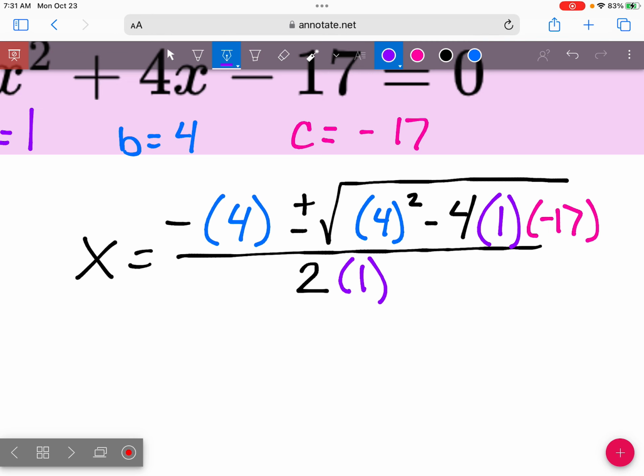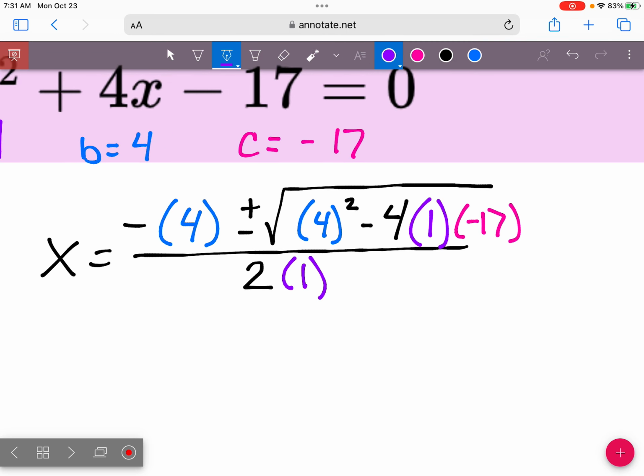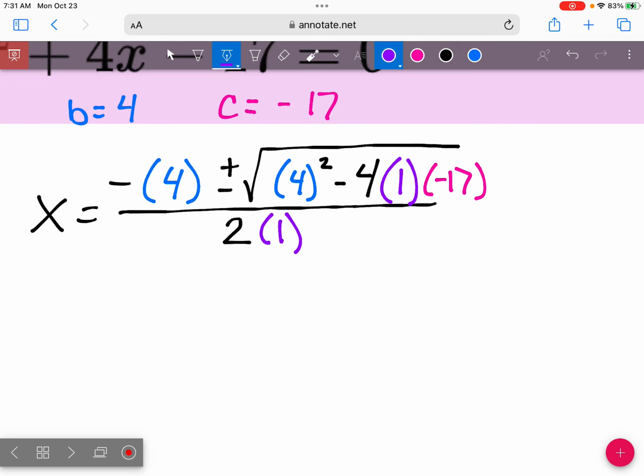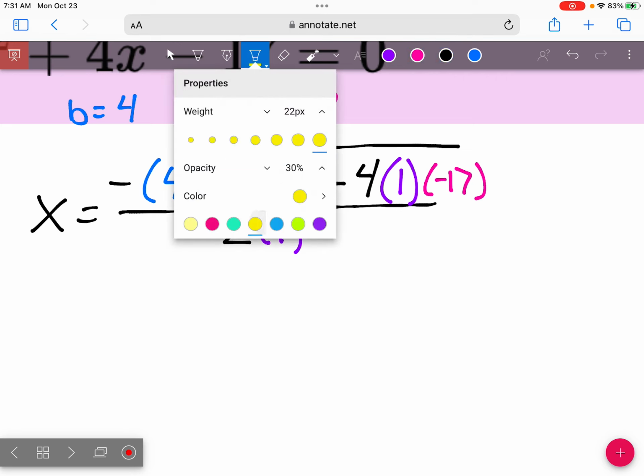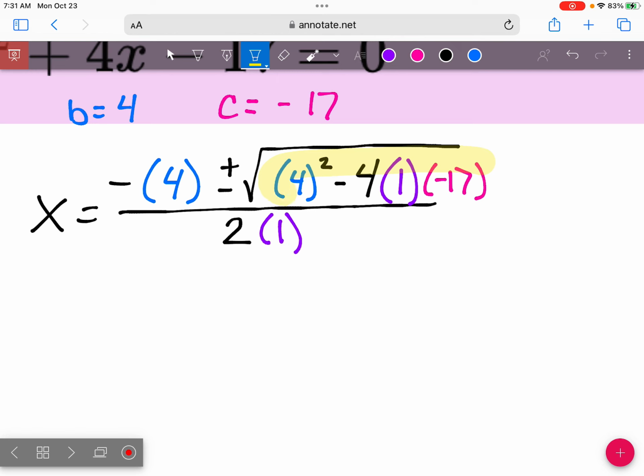From here, what we're going to do is simplify. Theoretically, yes, you could type this whole thing into a calculator, but holy cow, is it easy to make mistakes when we do that. So what I'm going to have us do first is simplify the guy under the radical. He has a special name. He has things he can tell us. This is called the discriminant, and I'm going to simplify that first.